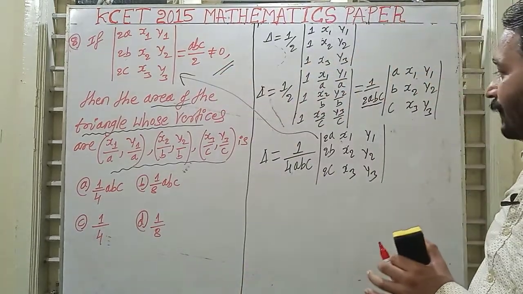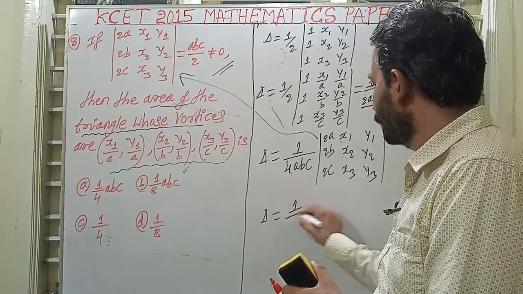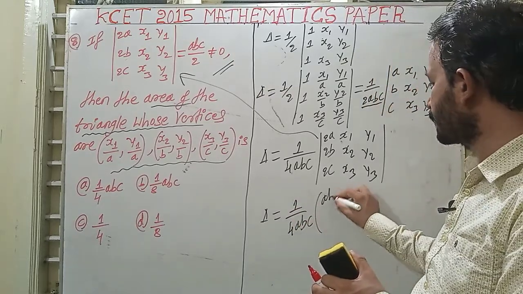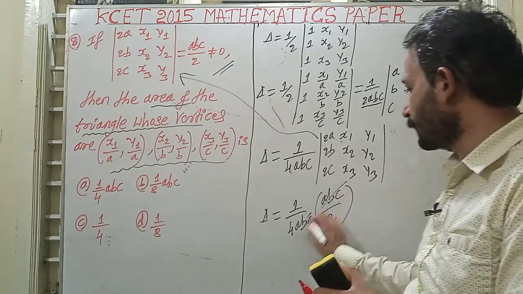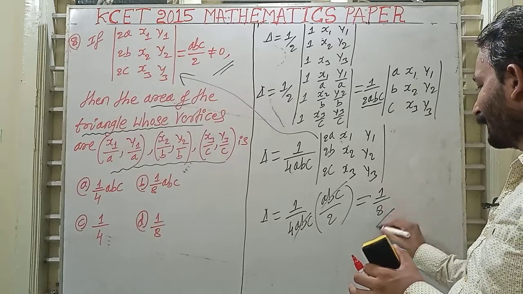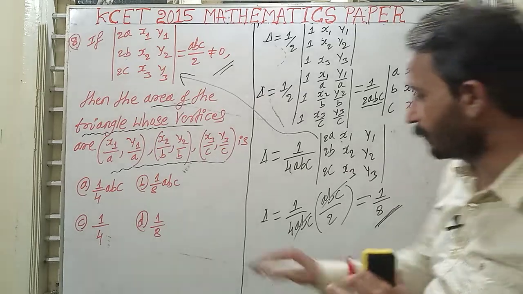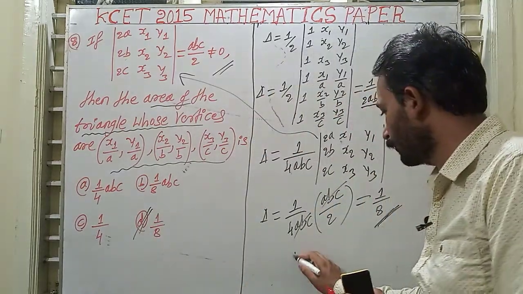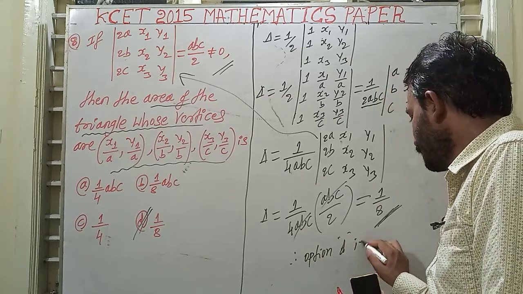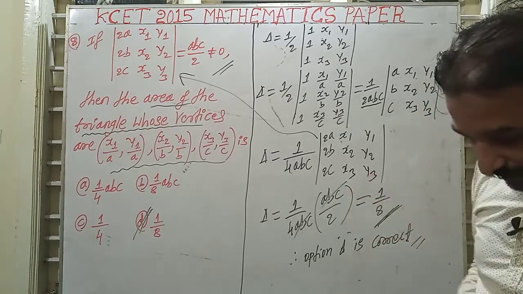So what is the value? abc by 2. So now delta is equal to 1 divided by 4abc into abc divided by 2. Now abc gets cancelled. 1 by 4 into 1 by 2 is nothing but 1 by 8. 1 by 8 is the correct answer. Good answer. Which option is correct? 1 by 8, option D is correct. Therefore option D is correct.